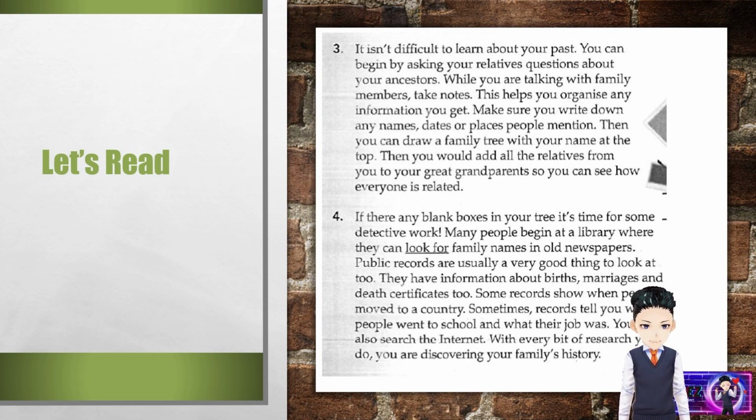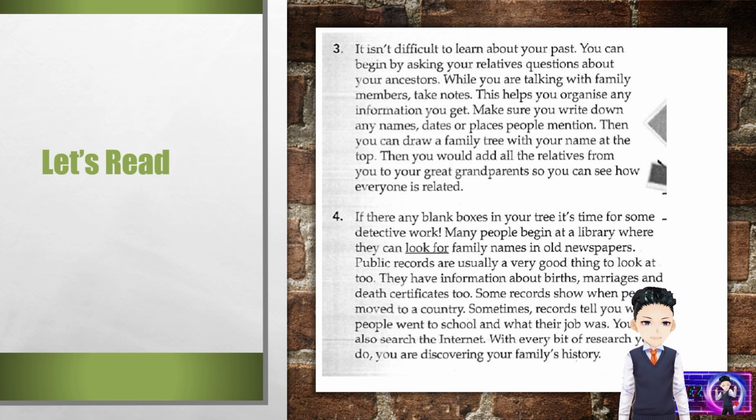So, number 4. If there are any blank boxes in your tree, it is time for some detective work. Many people begin at a library where they can look for family names in old newspapers. Public records are usually a very good thing to look at too.